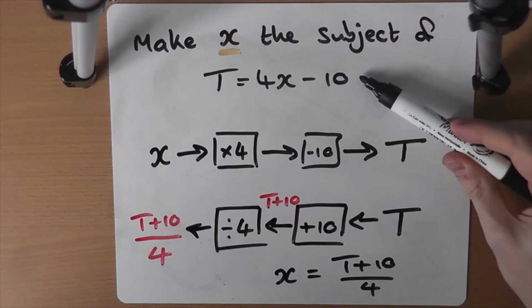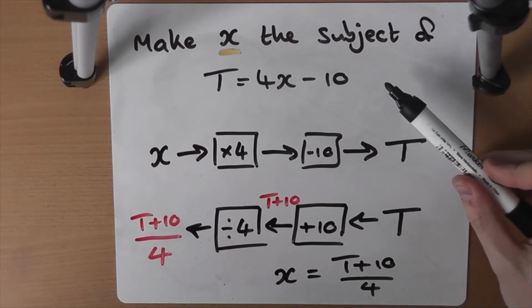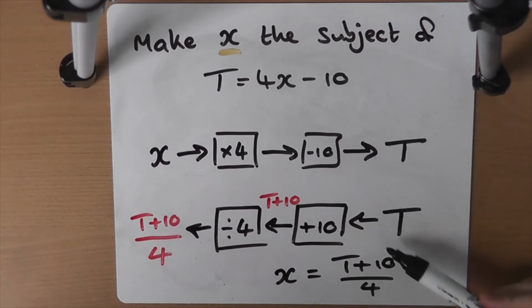This formula starts with an x. X goes in, t comes out. This formula starts with a t. T goes in, x comes out. We've made x the subject of the formula. The subject was t. The subject is now x.